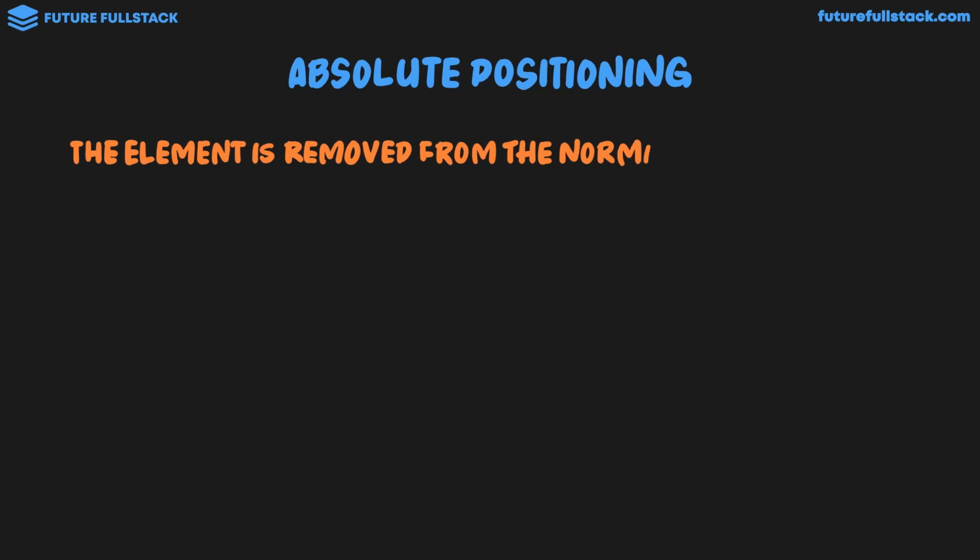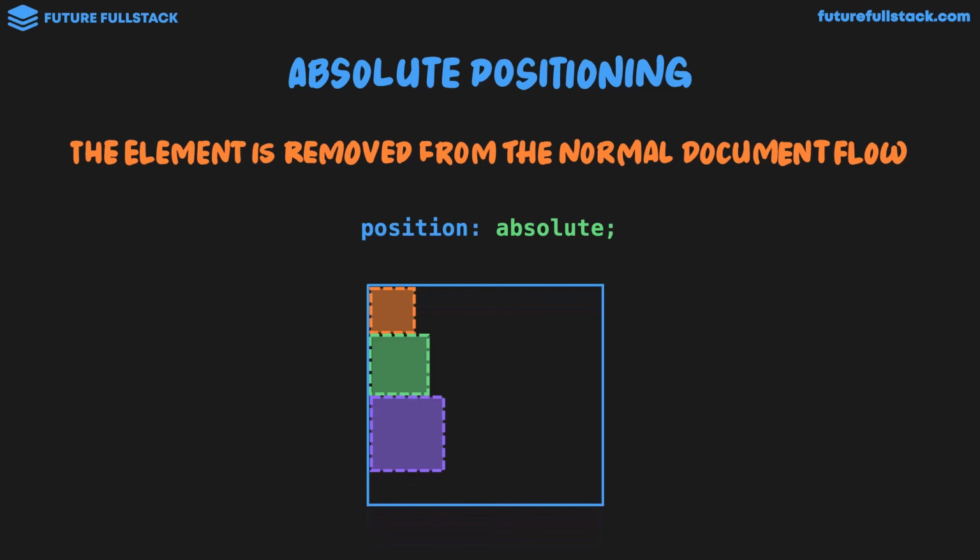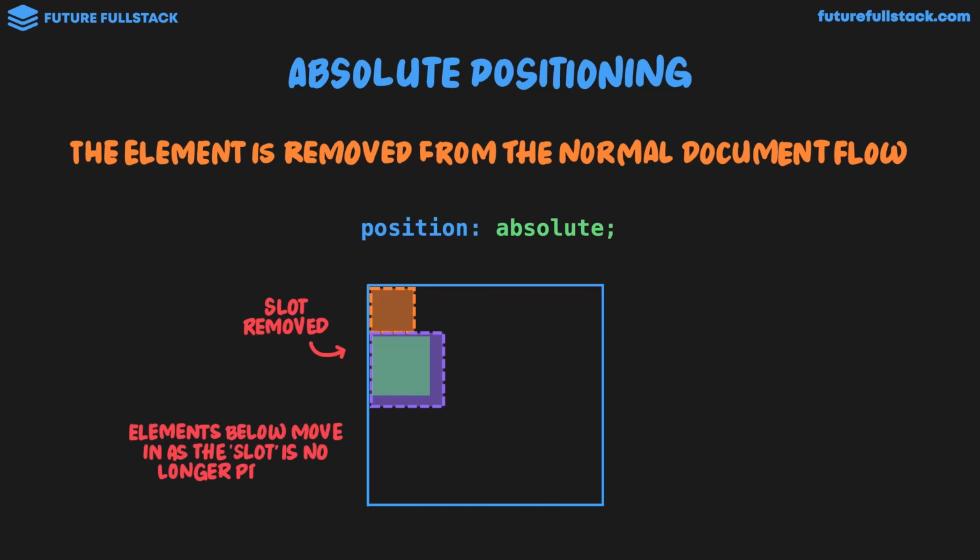In absolute positioning, the element is removed from the normal document flow. In CSS, we are positioning with the value absolute. Let's take a look at this in diagram form. We're going to be focusing on the green element, and when we set position absolute, the actual slot of this element is entirely removed from our web page. So what this means is that any elements below it can now occupy that space. It's very different to relative positioning, where there, the slot of the element did remain in place. Whereas for absolute positioning, elements below move in as the slot is no longer present.